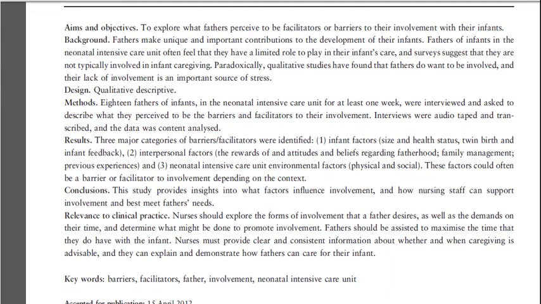You can see that the abstract gives you a background, and it tells you what the aims of the research are, to explore what fathers perceive to be facilitators or barriers to their involvement with their infants, and it goes on to outline the study in a little more detail. It tells you the problem, the method, the design, it gives you the results, and it goes on to give you some conclusions and relevance to clinical practice, and that's all really, really useful. So on the whole, you would look at this abstract and say, yes, I can make a decision based on what information is here, because it's well set out and well written.